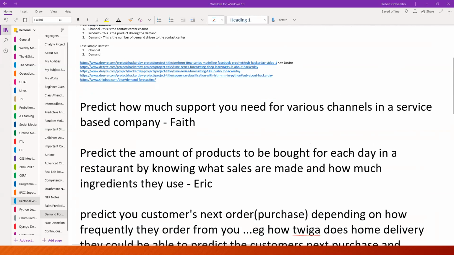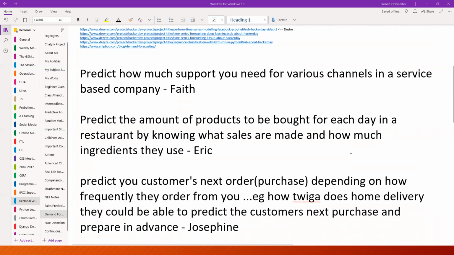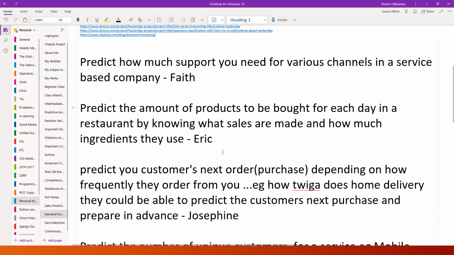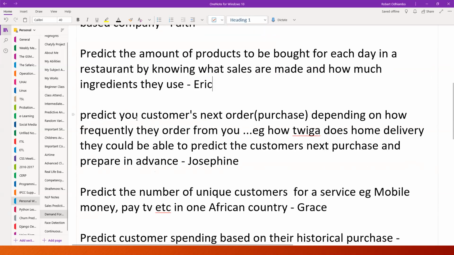So we have predict how much support you need for various channels in a service-based company. And then we have predict the amount of products to be bought for each day in a restaurant by knowing what sales are made and how much ingredients they use. And then predict your customer's next order, depending on how frequently they order from you.